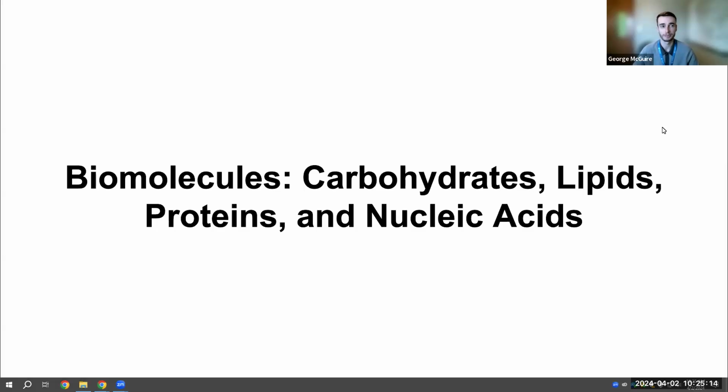All right, so picking up where we just left off, moving on with the rest of chapter 2 is going to be focused on our major biomolecules. So these are carbohydrates, lipids, proteins, and nucleic acids. These 4 categories of molecules are what make up a majority of the mass in all living things.